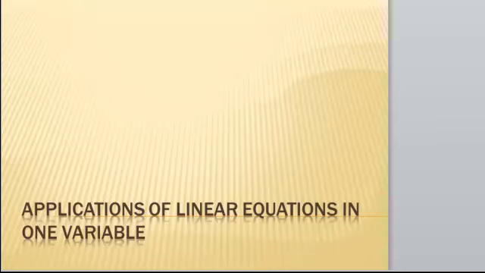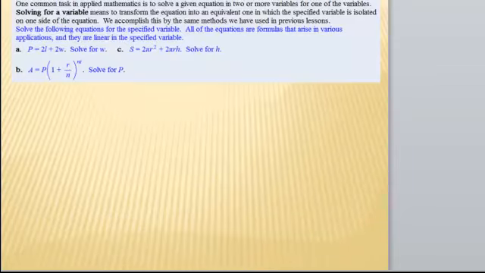Let's see if we can apply what we know about linear equations. One common task in applied mathematics is to solve a given equation in two or more variables for one of the variables. Solving for a variable means to transform the equation into an equivalent one in which the specific variable is isolated on one side of the equation. We accomplish this by the same methods we have used in previous lessons.